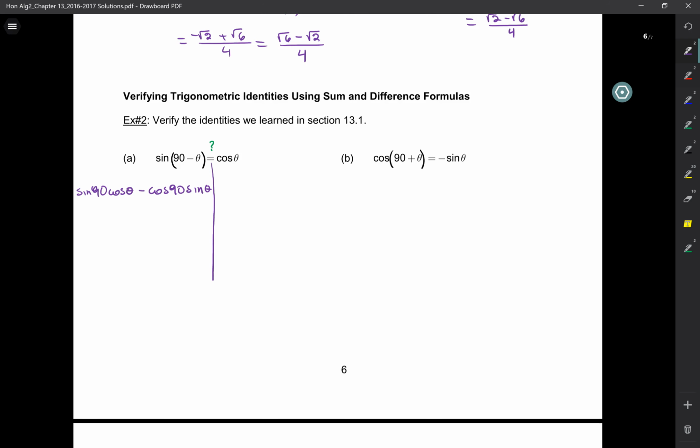So now, what's sine of 90? 1. So that's 1 times cosine of theta minus, what's cosine of 90? 0. What does that equal to then? Cosine of theta. Do you see how sine of 90 minus theta is just equal to cosine of theta? What's sine of 90? 1 times cosine of theta. What's cosine of 90? 0 times sine of theta. What's 0 times anything? 0.